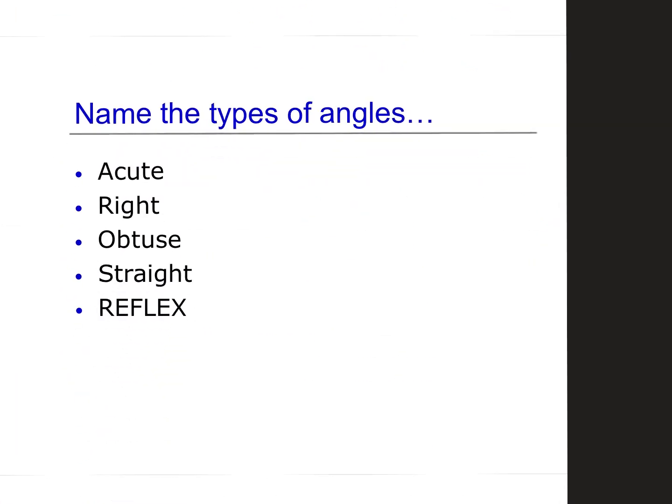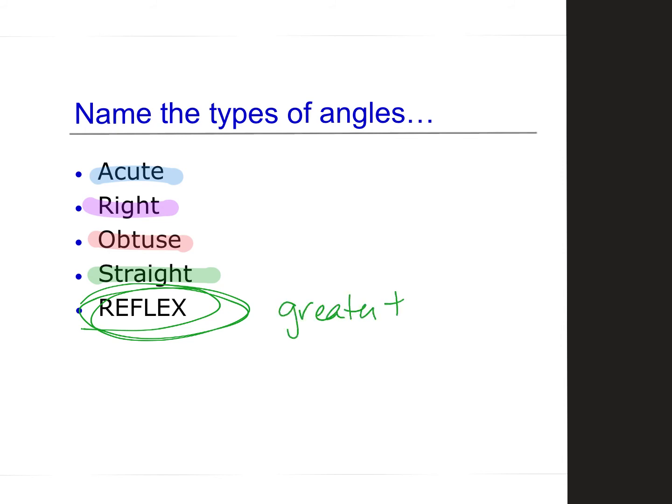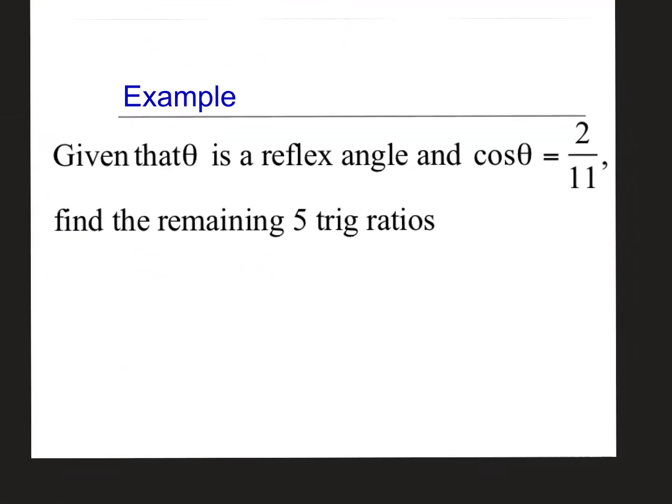Okay, so now the types of angles that you know, back from geometry, you definitely learned acute, and you definitely learned right, and you learned obtuse, and you learned straight. But the one you may not have ever learned is this last one called reflex. What that means is you have an angle that's greater than 180 degrees. An angle that's greater than 180 degrees is considered to be a reflex angle. So keeping that in mind, let's try this problem.